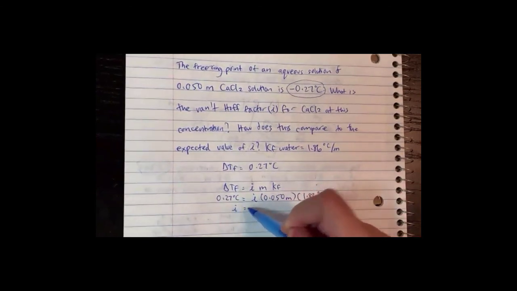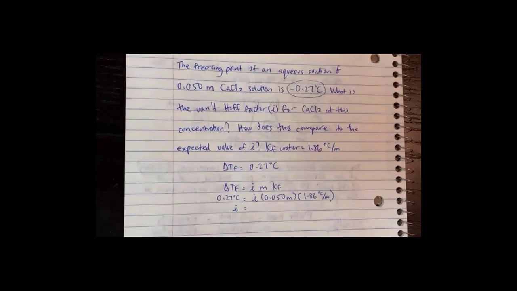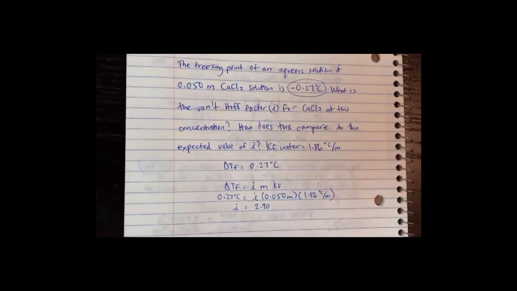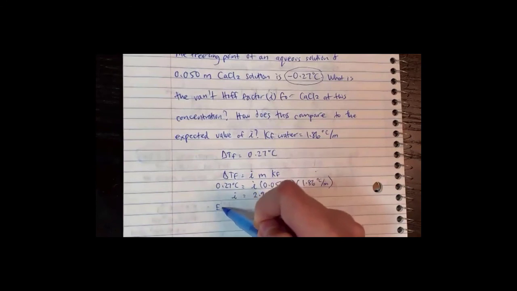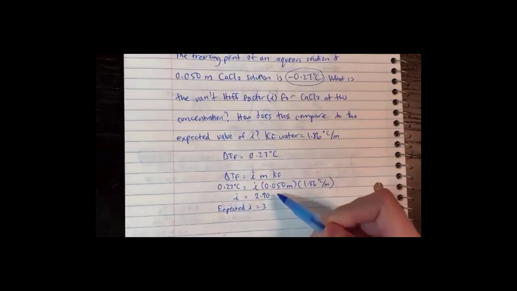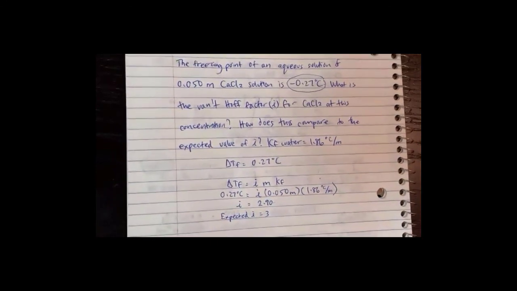Okay, we solve for i here. Again, the same way we were doing the math earlier, but these are easier numbers. So you take 0.27, divide by 0.050, and then divide by 1.86. You should be able to get the same answer. Okay, so hopefully, yes, 2.9, very good. So 2.9, and our expected, like we said, was 3. So why is this smaller? It's because of ion pairing, okay? All right, so that is pretty much the end of the stuff I want you to learn for chapter 14.